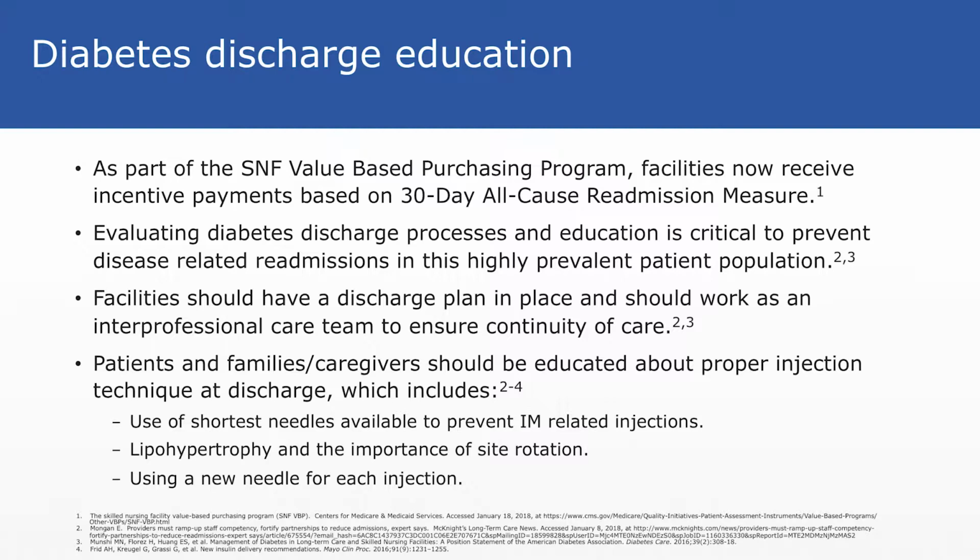population. Facilities should have a discharge plan in place and should work as an interprofessional care team to ensure continuity of care. Patients, family members, and caregivers should be educated on proper insulin injection technique at discharge, which includes use of the shortest needle available to prevent intramuscular or IM injections, lipohypertrophy and the importance of site rotation, and using a new needle for each injection.